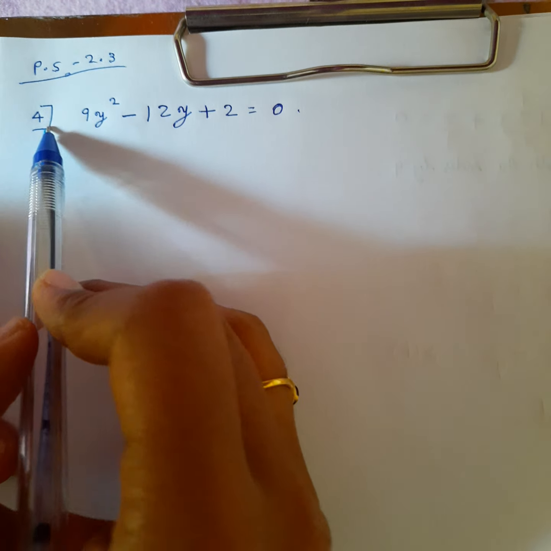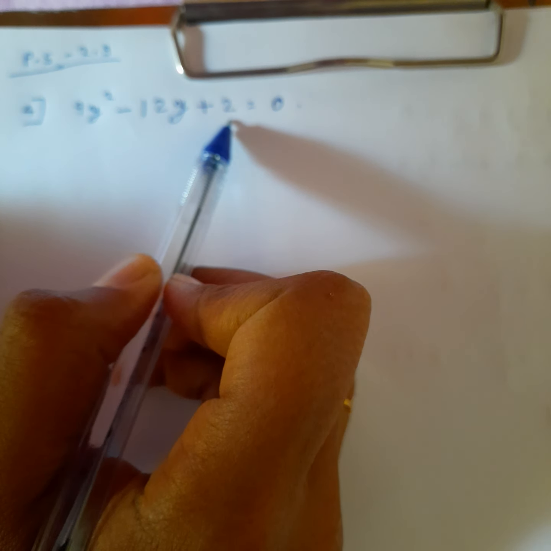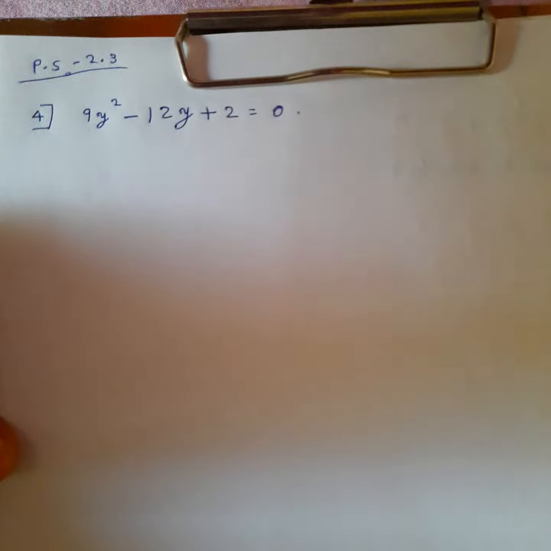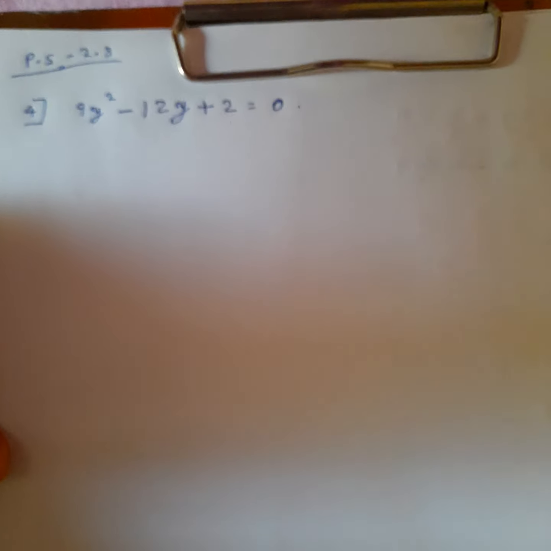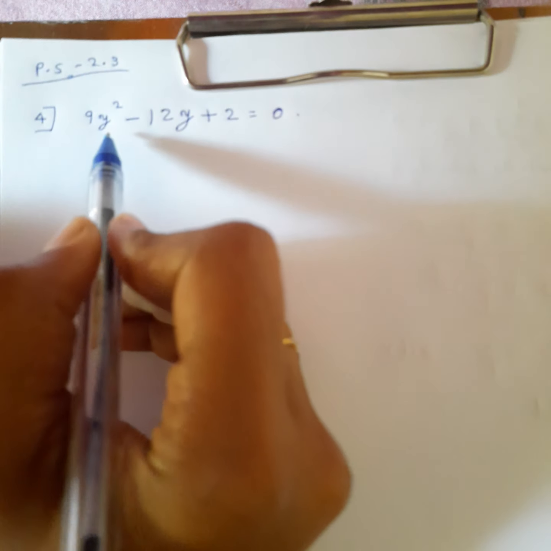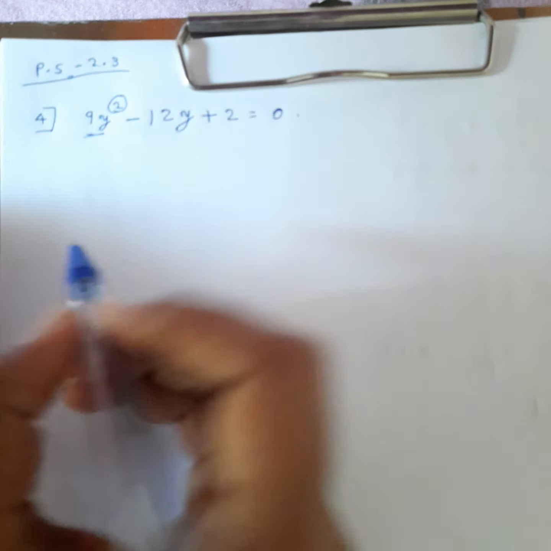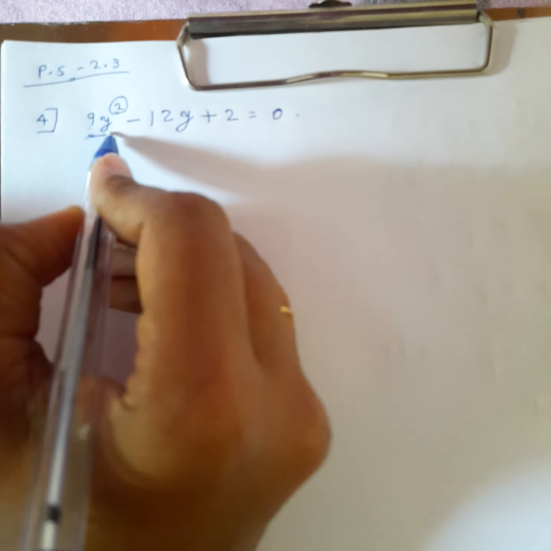Practice 2.3, question number 4. Here we have to solve the quadratic equation by the completing square method. So always remember, in the completing square method, first we have to focus on the first term, in which the index is 2. So here the coefficient of y square is very important.